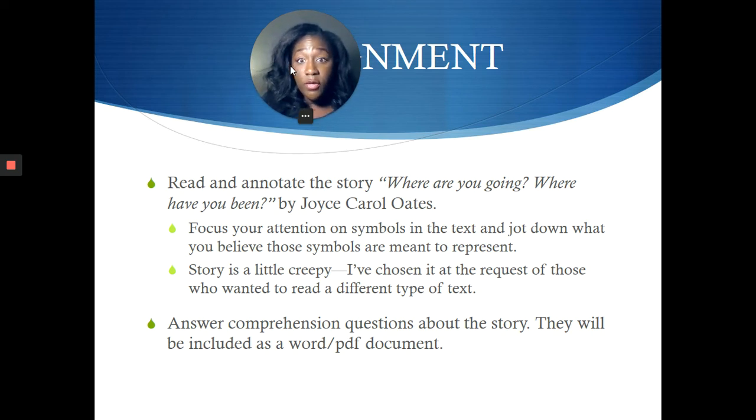I want you to focus on the symbols in the text that you find, maybe things that come up over and over again, and what you believe those symbols are meant to represent. Okay? As a side note, the story is a little creepy. Yeah, it's a little creepy. But again, it is very interesting.